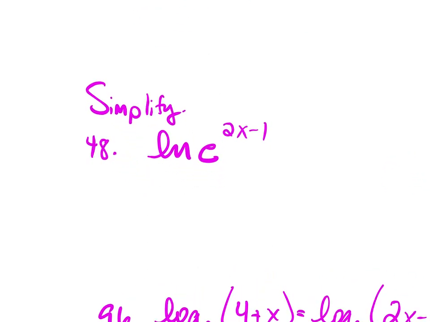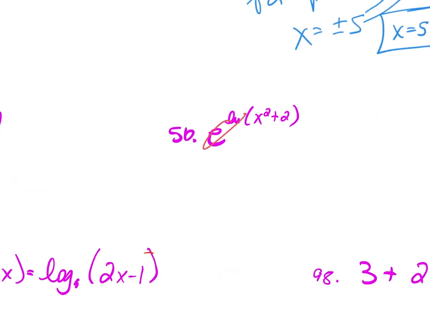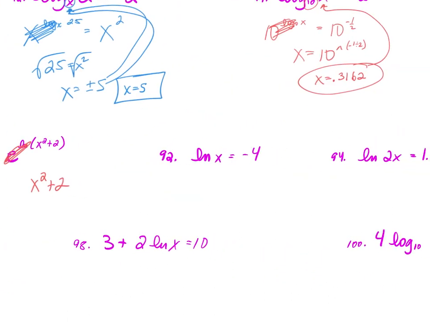All right, if we're just asked to simplify, these are just two real basic questions. E and ln cancel out here, so you're left with 2x minus 1. Here, e and ln cancel out, so you're left with x squared plus 2. Just a little simplifying to remind yourselves.